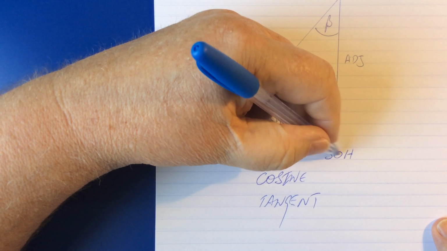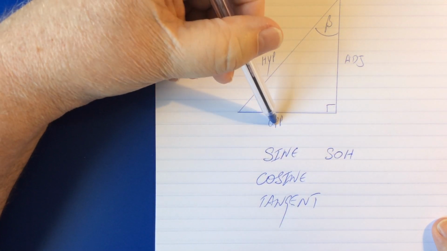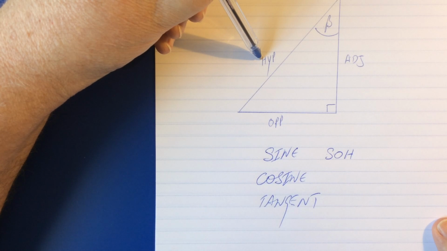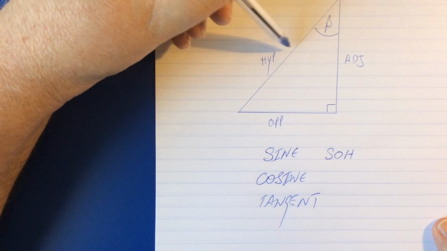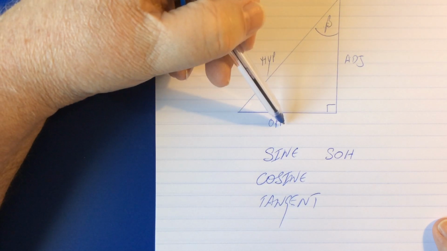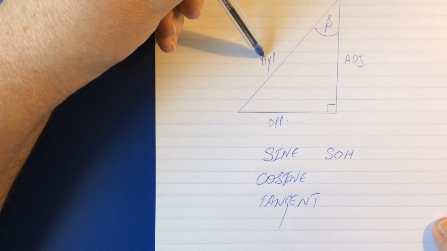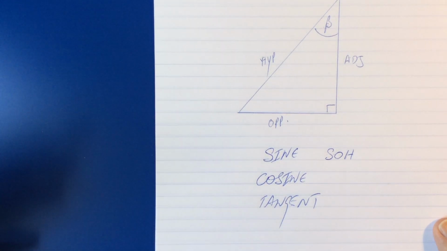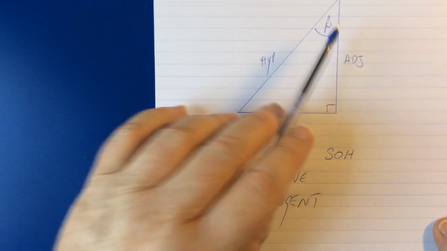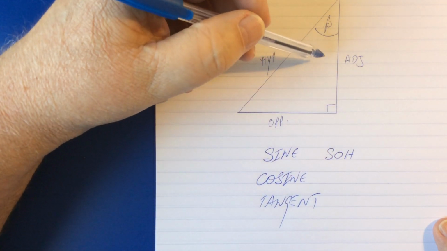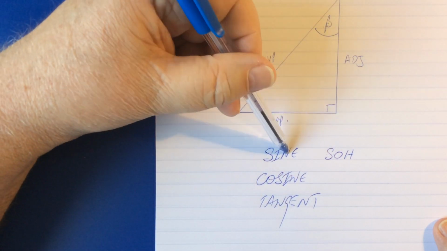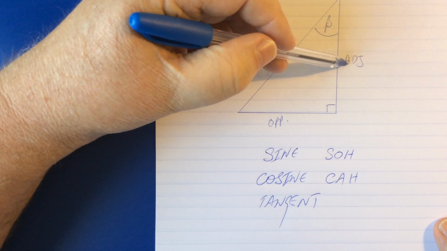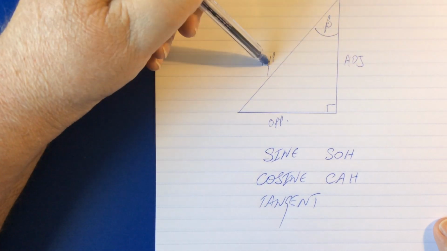is often abbreviated to that, SOH, which is the opposite side divided by the hypotenuse. So we would say that the sine of this angle is the length of this side divided by the length of this side. Now, what that does is it gives us a number that we're able to look up in a set of tables or find on a calculator, and it will tell us the size of that angle. That's basically how it works. So if we have this side and this side, we can use this. The cosine is the adjacent side, the side adjacent to this angle, divided by the hypotenuse.